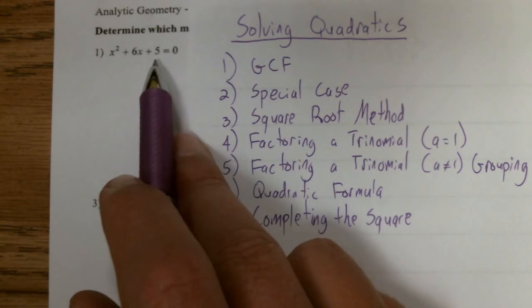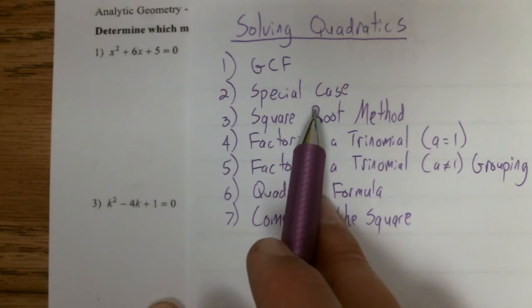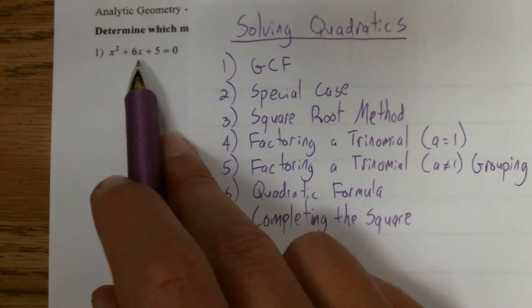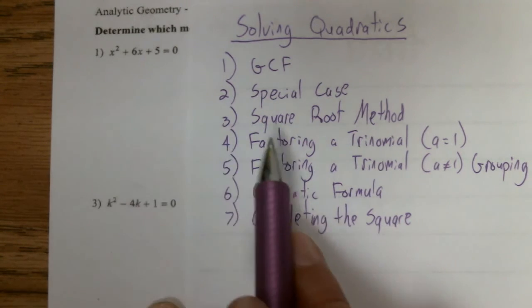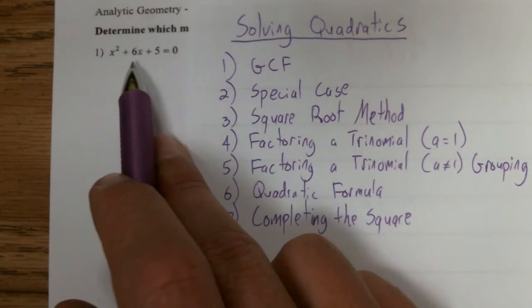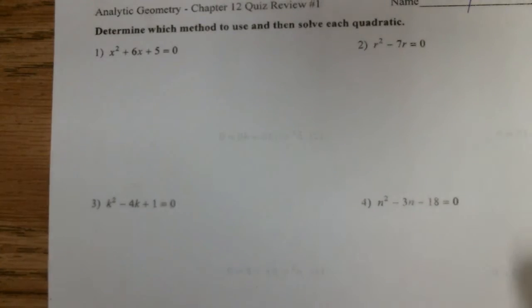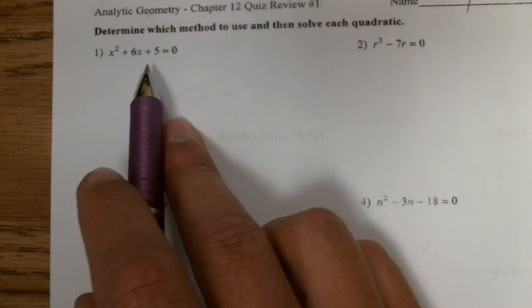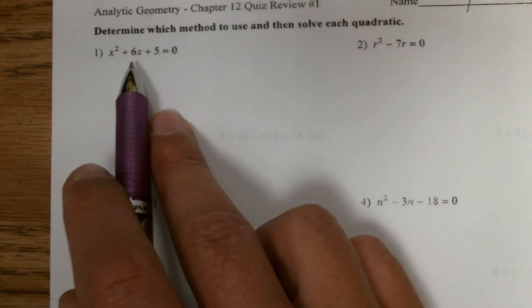It's not a special case because I can't take the square root of 5. I can't use the square root method because there's a middle term. I can't have that B term there. Factoring a trinomial where a equals 1. Are there any factors of 5 that add to 6? Well, yes, there are. The only factors of 5 are 1 and 5. And if I add 1 plus 5, yes, I do get 6.